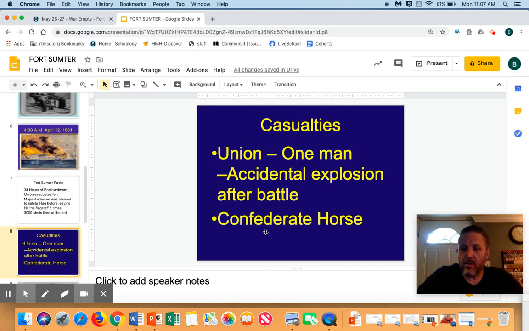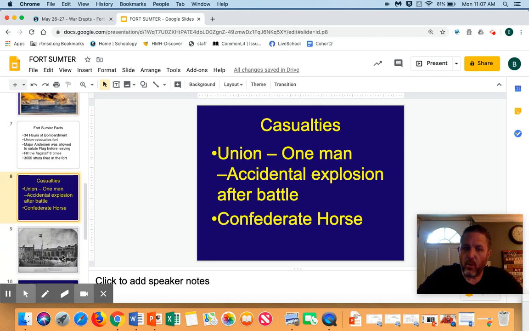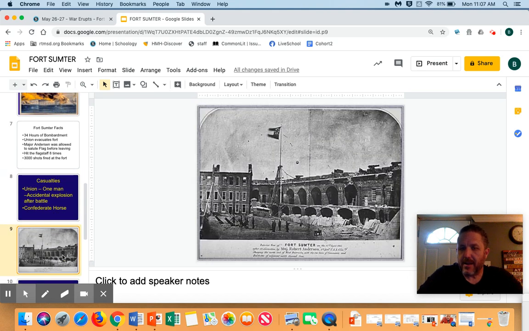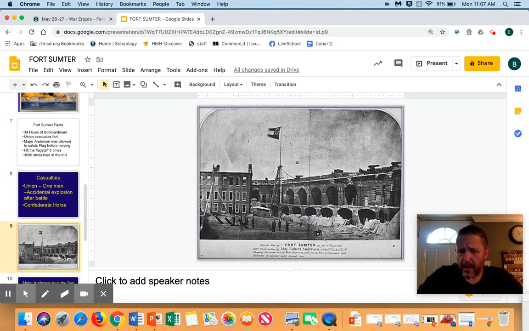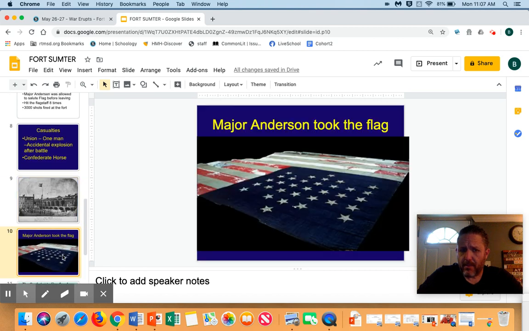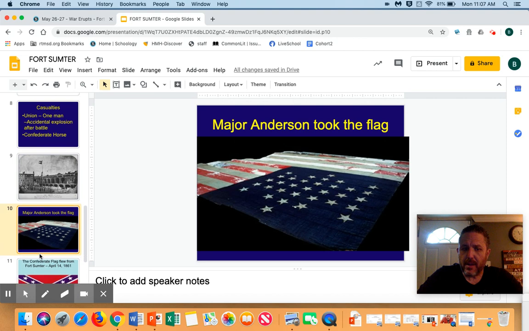Ironically enough, there were no human casualties during the actual fighting of Fort Sumter. One man was killed in an accidental explosion during that 50-gun salute I mentioned earlier, but no one actually during the battle. The only living thing to lose its life that day was a Confederate horse. This is a look inside Fort Sumter as the Confederate flag flies. Major Anderson did take the Union flag with him when he left the fort.